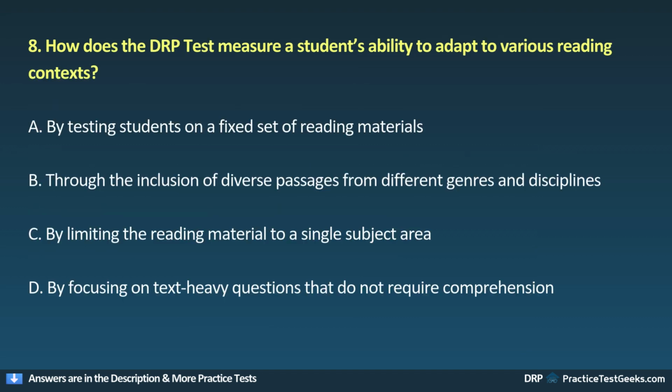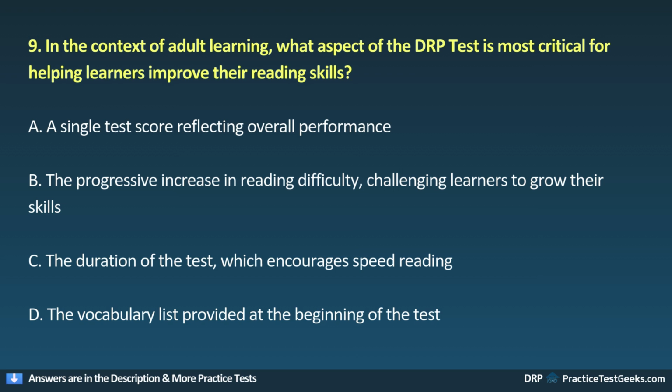8. How does the DRP test measure a student's ability to adapt to various reading contexts? A. By testing students on a fixed set of reading materials. B. Through the inclusion of diverse passages from different genres and disciplines. C. By limiting the reading material to a single subject area. D. By focusing on text-heavy questions that do not require comprehension.